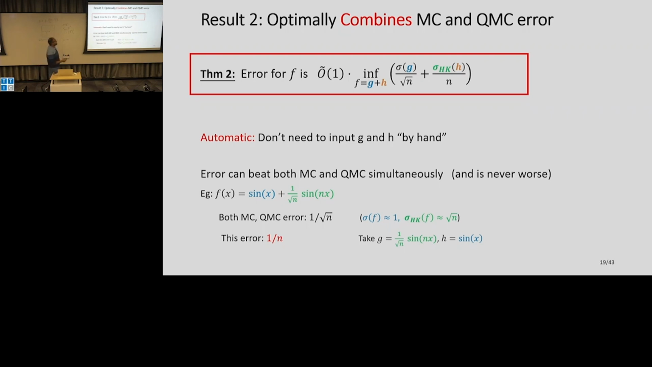The second result is that we can optimally combine MC and QMC. Let me say what I mean. Again, we'll construct these point sets so that the error when you evaluate this function is actually this nice thing. No matter how I decompose my f into g and h, I can mix and match the best of both worlds. Right? So I can pay the MC error for this part g and the QMC error for this part h.